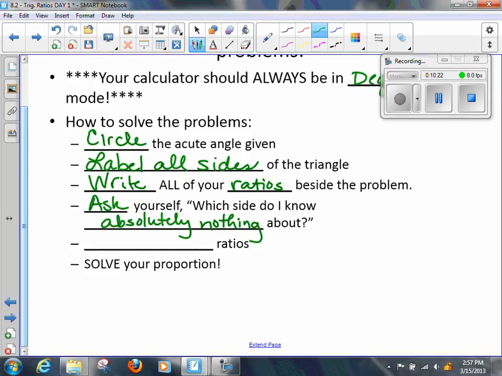And then you're going to set up your ratios. And then you're going to solve your proportion. All it is is solving a proportion, folks. That's all. Okay? So we're going to circle the acute angle. We're going to label the sides of the triangle. You're going to write your ratios beside the problem. You're going to set up your ratios, and then you're going to solve. Okay? Every single problem. Sounds like a lot, doesn't it?